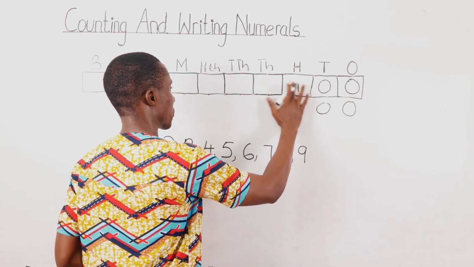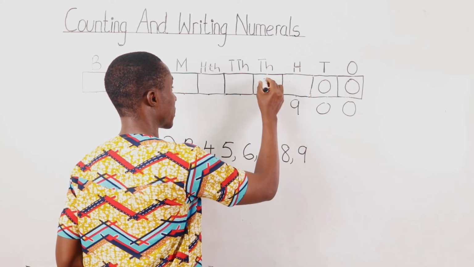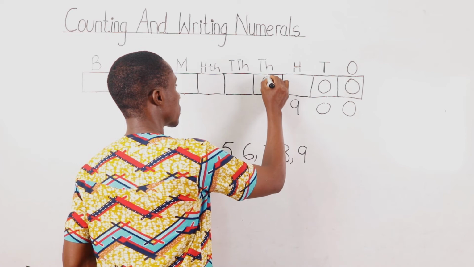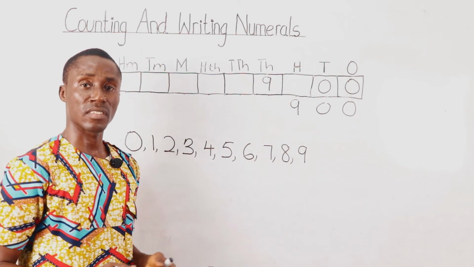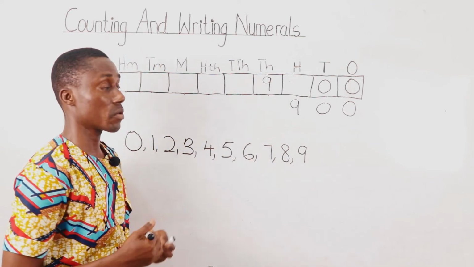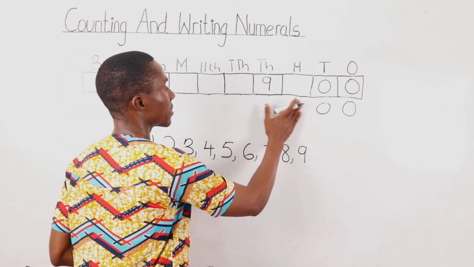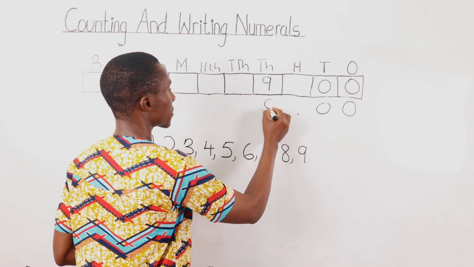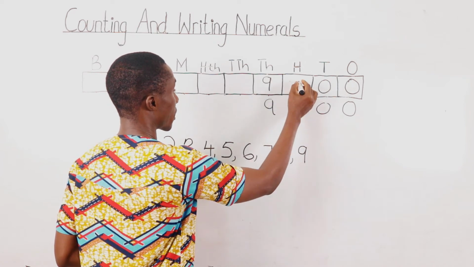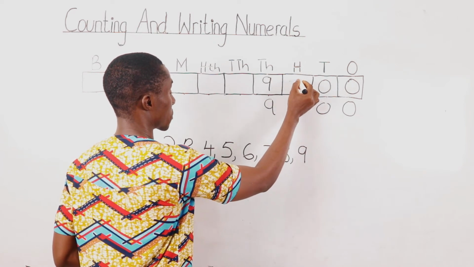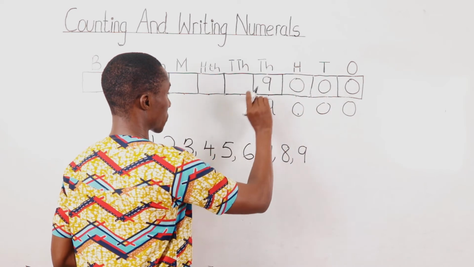If 9 were to be in the thousands place, then we are going to have 9 thousands. And therefore we have the number 9,000. The hundreds place will also be 0.